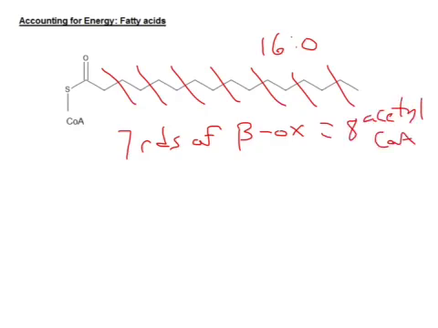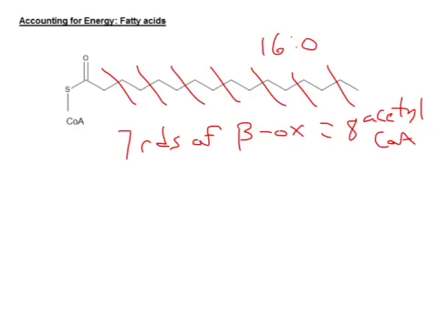So why is there 7 rounds to get 8? Well, when you get down to 4, the last break gets you 2 acetyl-CoAs. You don't have to go from 2 to 0. It doesn't go 16, 14, 12, 10, 8, 6, 4, 2, 0. It just stops at the 4 and goes into 2 2s.